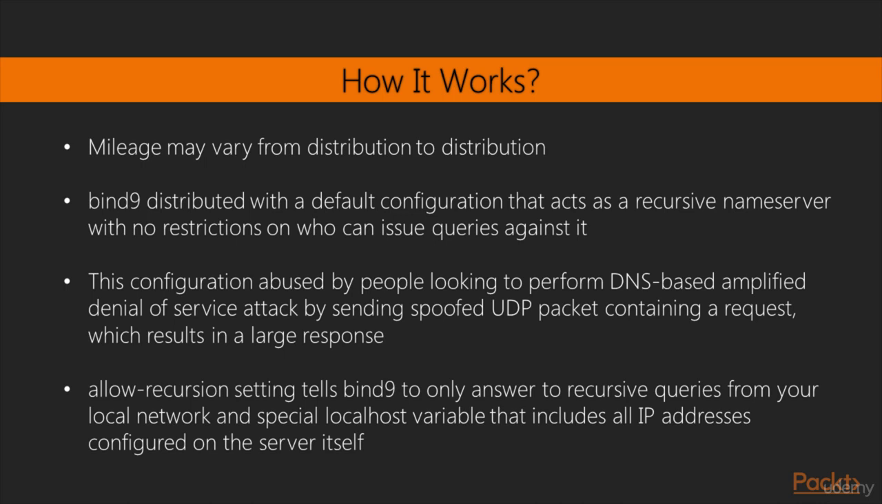This causes you and a large number of other servers to send the large responses to the denial of service target. The allow-recursion setting that we've provided tells bind 9 to only answer recursive queries from your local network, and the special localhost variable that includes all IP addresses configured on the server itself. Once this setting is in place, the server will respond to these queries with a short, refused response, rather than a potentially large data response.